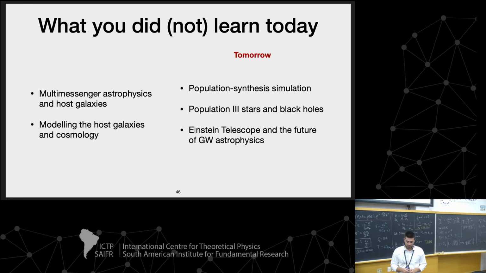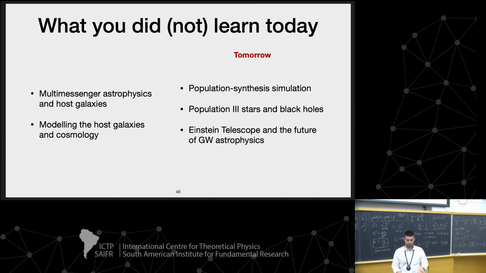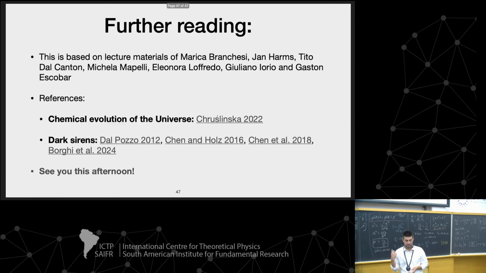Tomorrow, last lecture, we are going to see population synthesis, where I'm going to present you an example of population synthesis. We're going to talk about population III stars and black holes. This is going to be the perfect excuse to introduce you to the Einstein Telescope and the future of gravitational waves. I leave you with further reading, as I did the other times.